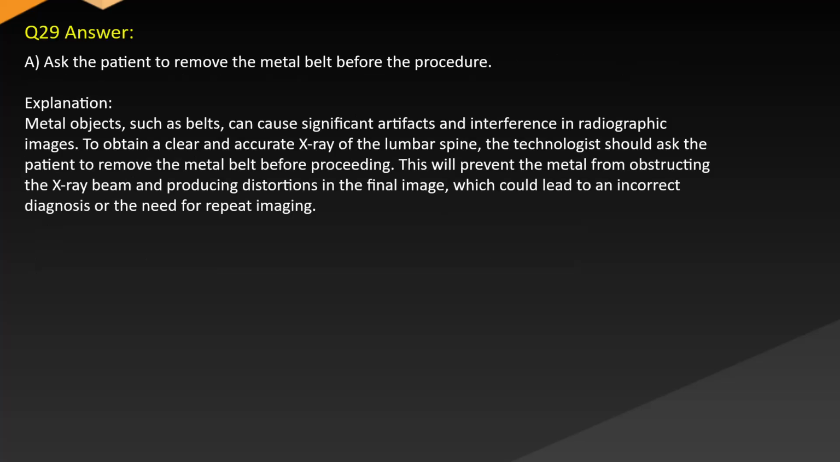Answer. A. Ask the patient to remove the metal belt before the procedure. Explanation. Metal objects, such as belts, can cause significant artifacts and interference in radiographic images. To obtain a clear and accurate X-ray of the lumbar spine, the technologist should ask the patient to remove the metal belt before proceeding. This will prevent the metal from obstructing the X-ray beam and producing distortions in the final image, which could lead to incorrect diagnosis or the need for repeat imaging.